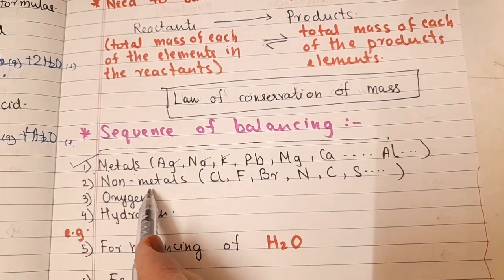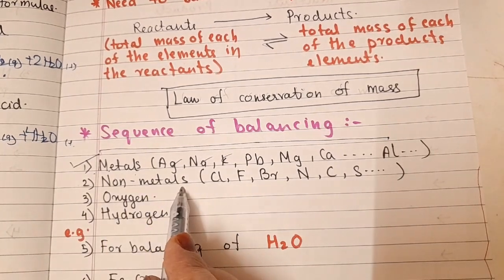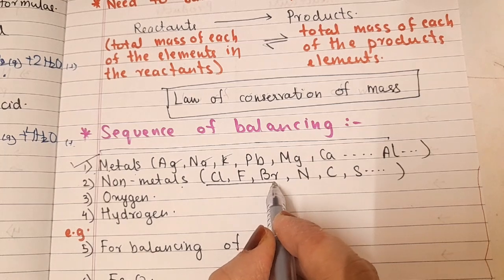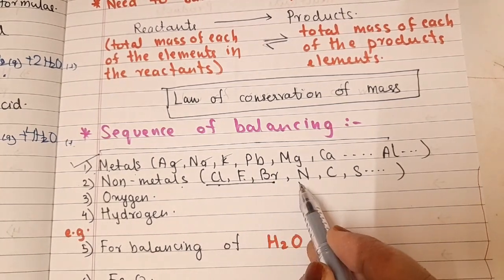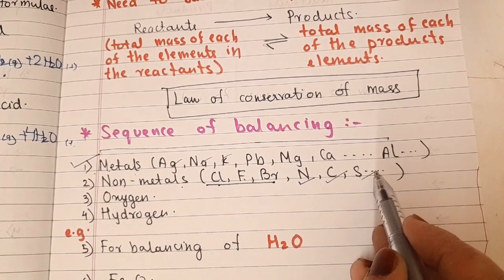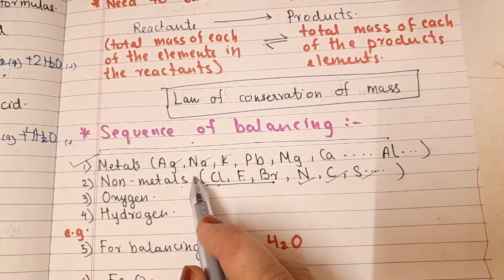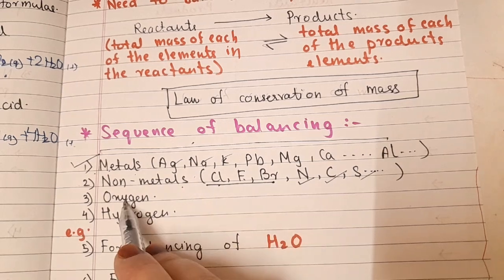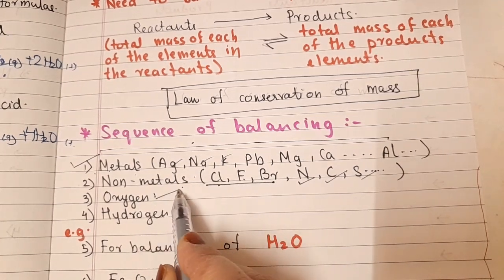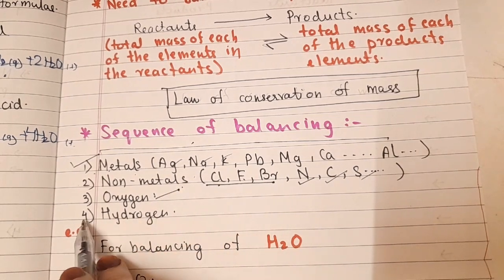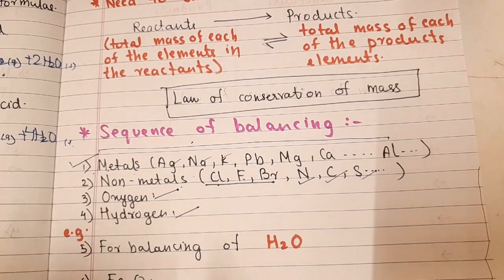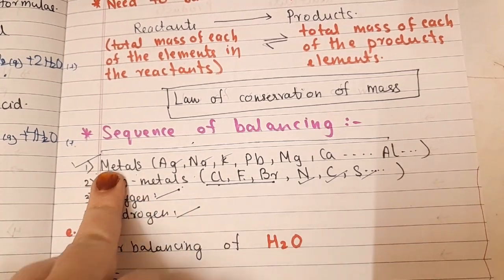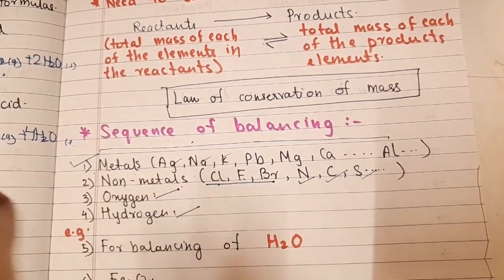Next we look for the non-metallic elements, like the halogen family: chlorine, fluorine, bromine, iodine, then nitrogen, carbon, sulfur. After balancing the metallic elements, we look for the non-metallic elements, next the oxygen element, and fourth it will be hydrogen. So this is the sequence. That means first we balance the number of elements on the reactant as well as the product side: metallic elements, then non-metallic elements, oxygen, and then hydrogen.